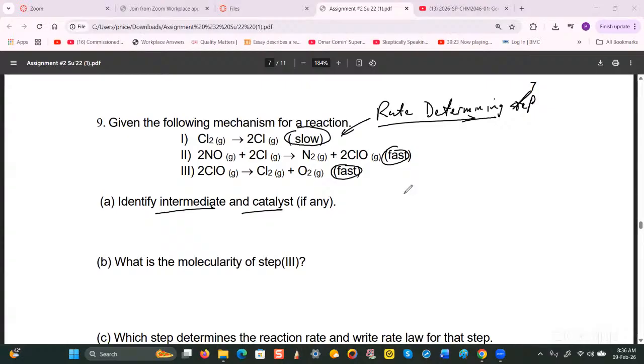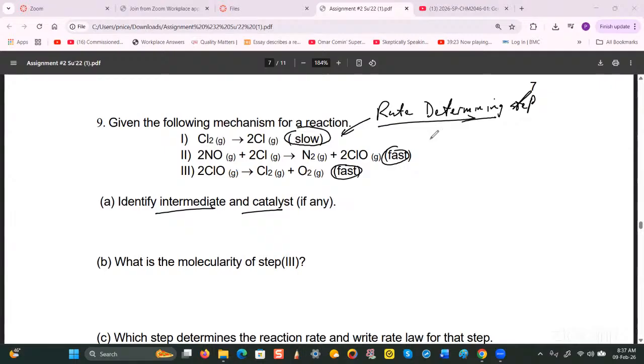So here's a difference that you need to understand between the intermediate and the catalyst. The intermediate is something that is produced in one step and then used up in a subsequent step. All right? So the intermediate is produced in one step and then used up in a subsequent step. The catalyst is a substance which is used up in a previous step and then produced in a later step. All right? So that's the difference between the intermediate and a catalyst.